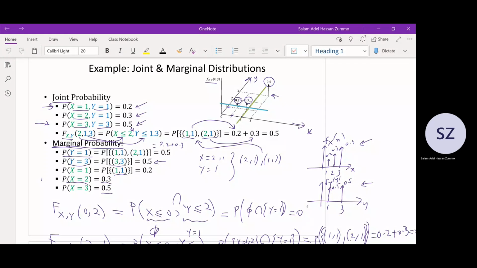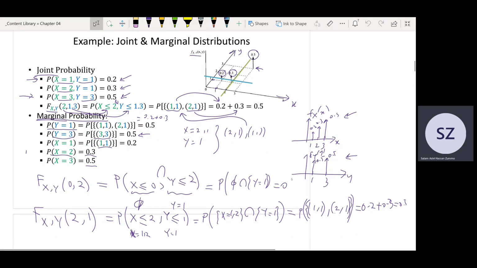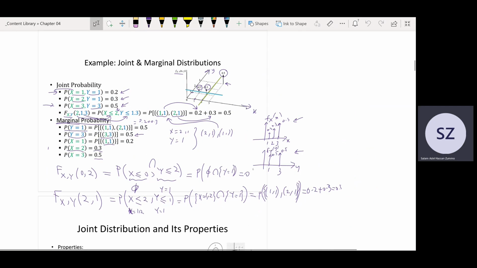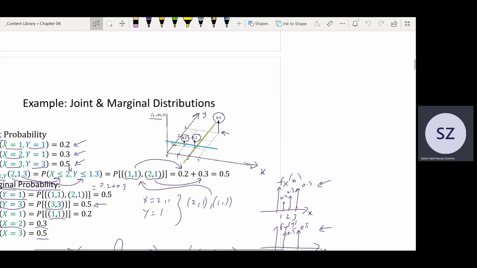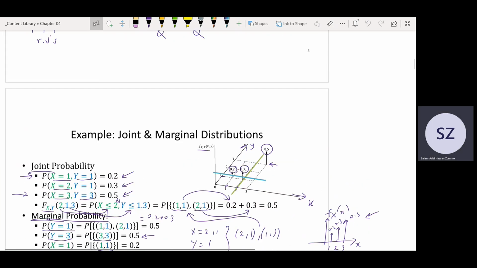Substance for now. So we continue with the last time's discussion. Last time, we started chapter 4, right? Which was basically about multiple random variables.